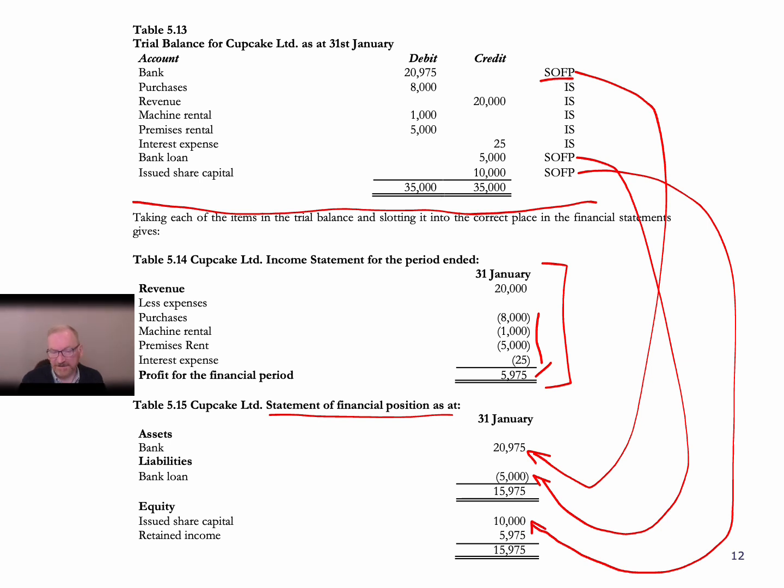And the final step then, I'll just change, can I change the color of my pen? The final step is to take the profit for the financial period and put it down there. If we had retained income already in the company, we'd add it on to the retained income. And that's it. You prepared the financial statements.